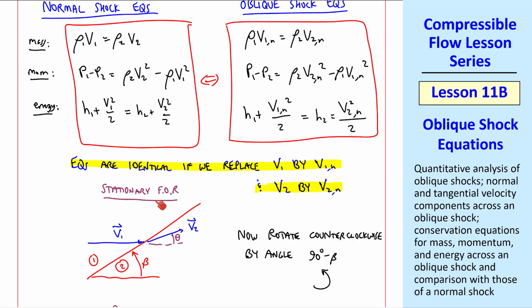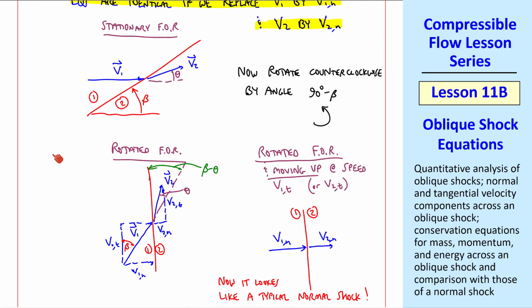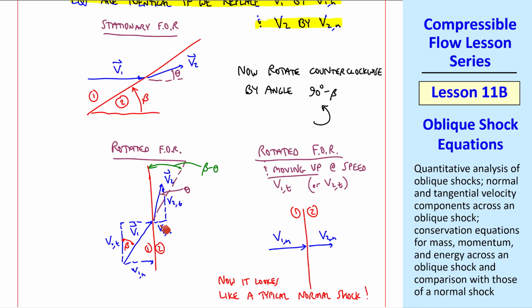In the typical stationary frame of reference, we have the oblique shock, v1, with turning angle theta and shock angle beta, 1 before the shock and 2 after the shock. Now let's rotate this whole thing by 90 degrees minus beta, which will make, in our rotated frame of reference, the shock be vertical. So v1 comes in at this angle, v2 at this angle. We still have 1 and 2 across the shock, and I split the velocities into the two components on each side. This angle is beta minus theta, and the shock angle is here, beta.